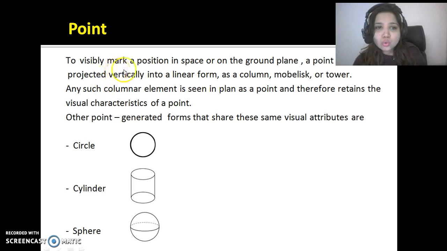The other thing is, to visibly mark a position in space or on the ground plane, a point must be projected vertically. If you have to really feel the third dimension of a point, you need to project it. Now you can project it and it can become a tower or a column. Any columnar element is seen in plan as a point, and therefore it retains the visual characteristics of a point. The other forms generated could be a cylinder or a sphere.